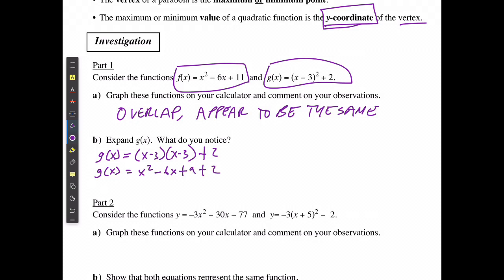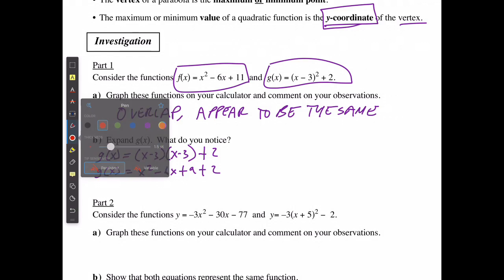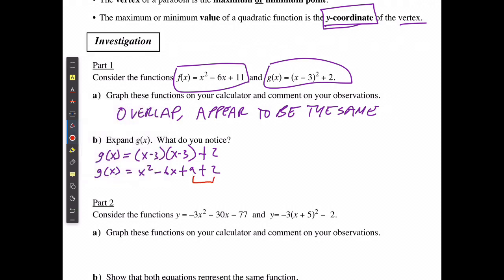And when I combine the like terms at the end here, then I'm going to say that g of x is equal to x squared minus 6x plus 11, which is the same as what f of x was. So f of x is equivalent to g of x. They're just two different equations, or two of the same graph, that are in different forms, so the equations look different.